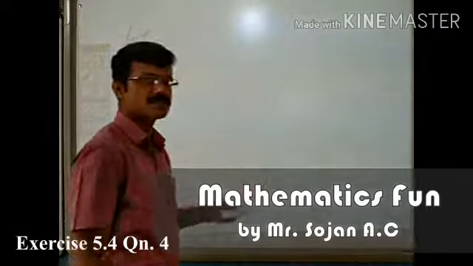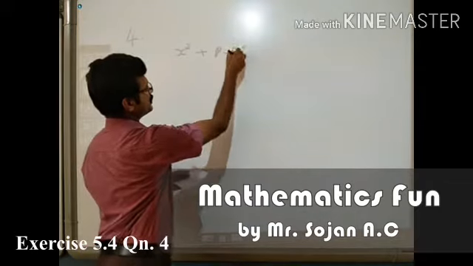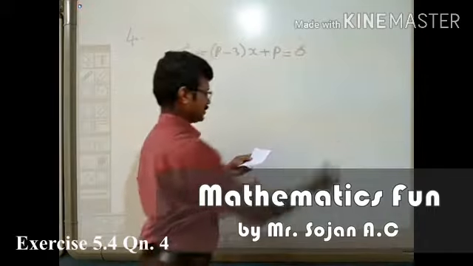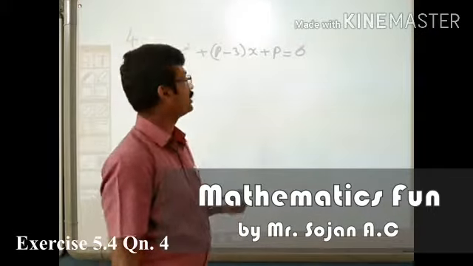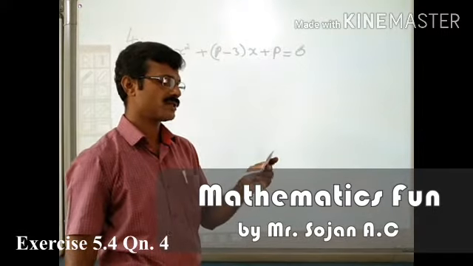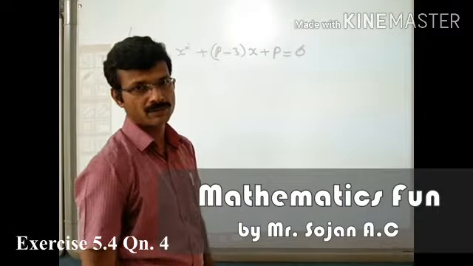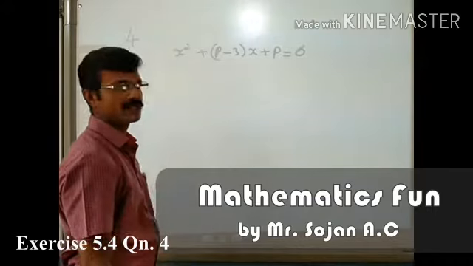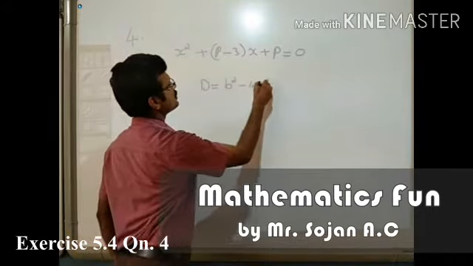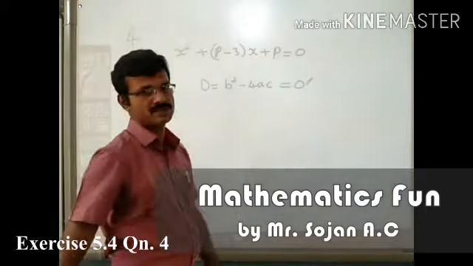Here the quadratic equation is given: x square plus (p minus 3) into x plus p is equal to 0. The question is, we have to find the value of p for which the given equation has real and equal roots. So we know the condition for real and equal roots, that is discriminant D is equal to b square minus 4ac is equal to 0.